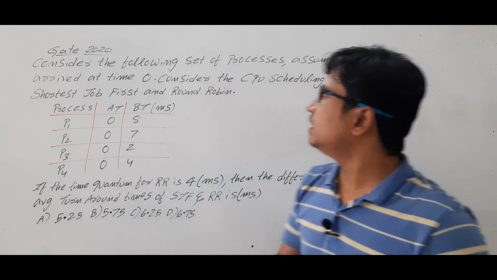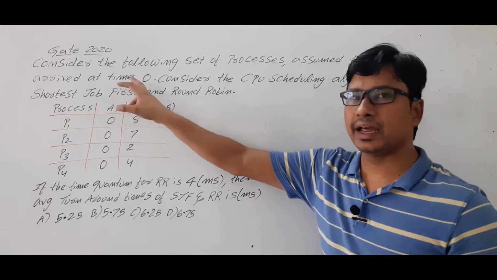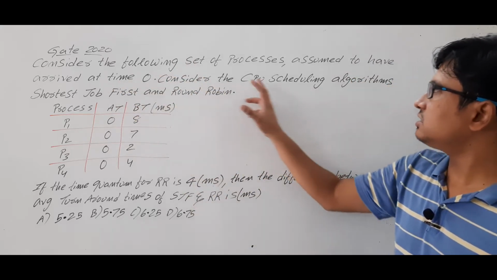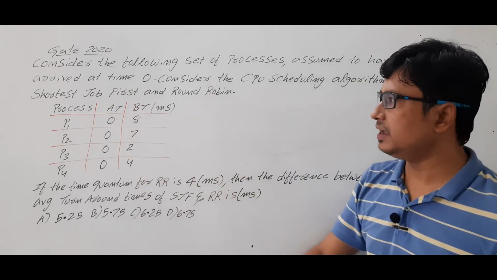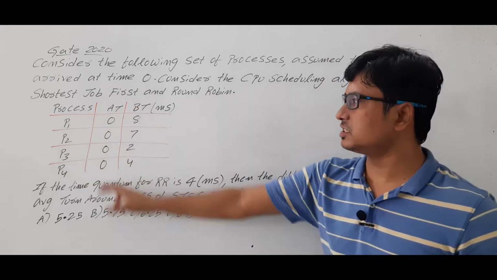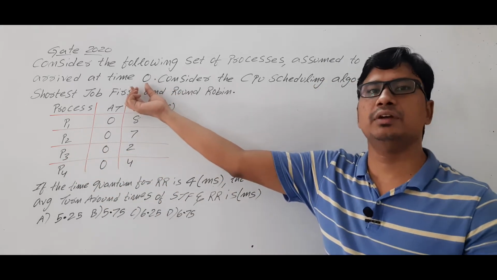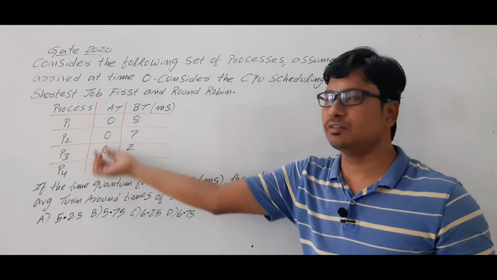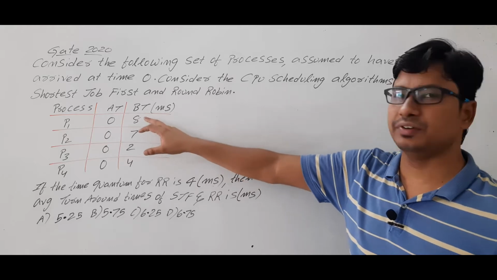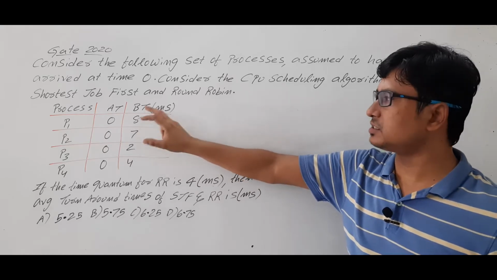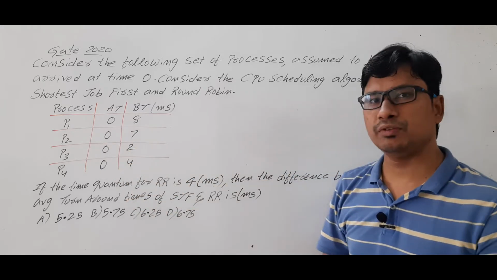Look at the question. Consider the following set of processes assumed to have arrived at 0 milliseconds. Consider the CPU scheduling algorithms, shortest job first and round robin. And they have given four processes such as P1, P2, P3, P4. They mentioned that all the processes have arrived at 0, so I have considered the arrival time as 0. However, they have given the burst time in milliseconds for each process. Process P1 has a burst time of 8, P2 7, P3 2, P4 4.